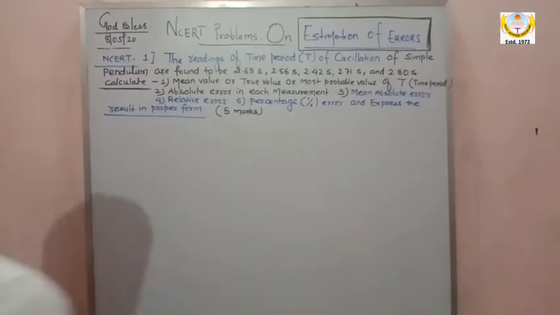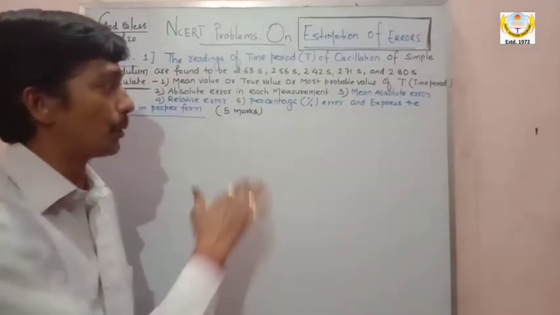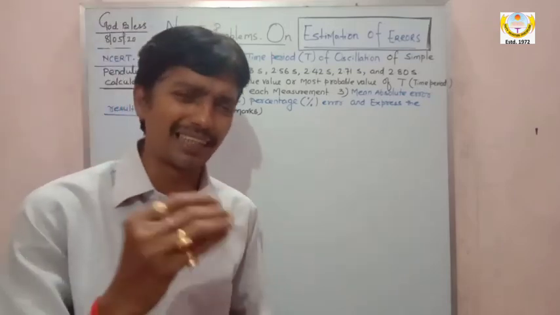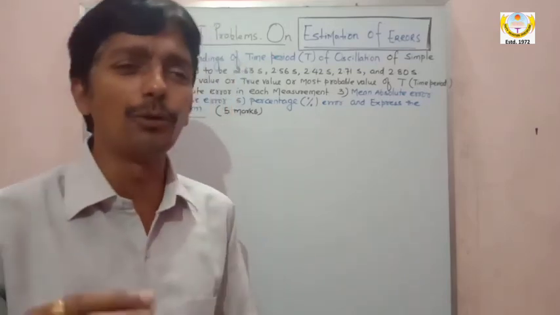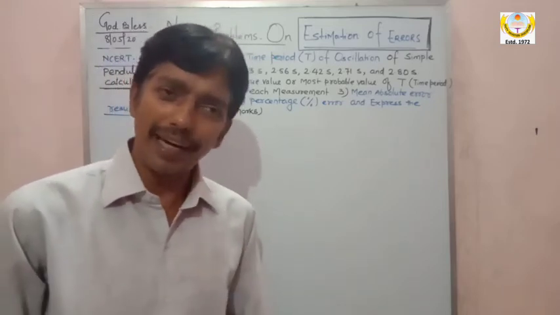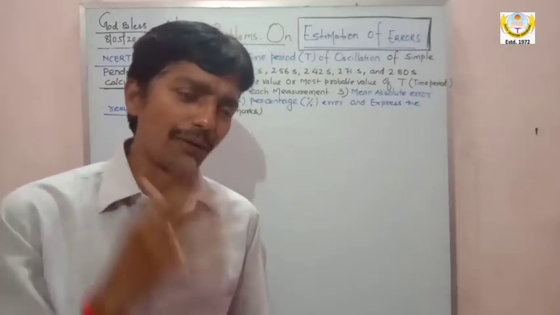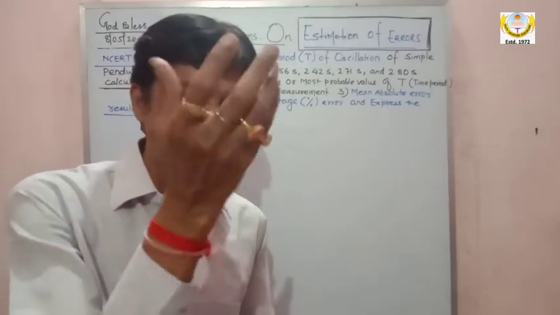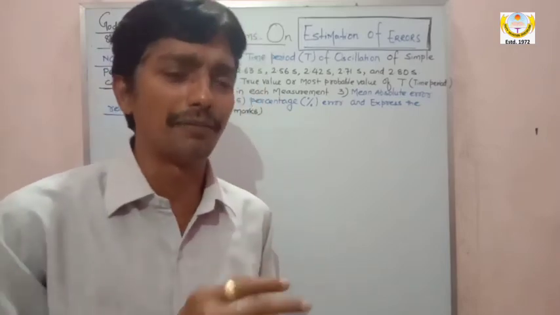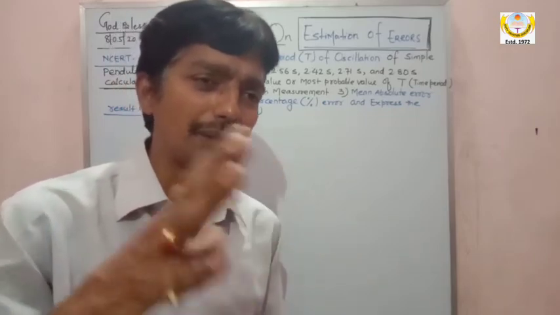So in the beginning, while calculating the mean value or true value or most probable value, everybody, from class 6th, 7th, knows how to calculate the mean value. If there are 5 subjects, we get different marks in the 5 subjects. What we are doing is taking all 5 subjects' marks, adding them, and dividing by 5. And we are calculating the average of these subjects.